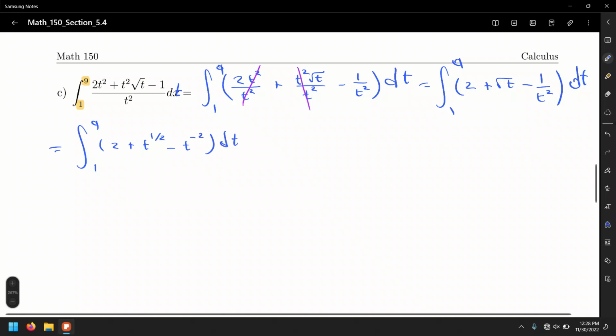Okay? And let's write this in terms of a few integrals. That is 2 times the integral of dt plus the integral of t to the 1/2 dt and minus the integral of t to the negative 2 dt. Again, recall that the integral symbol and the differential symbol all go together. So a very common mistake I see on exams, on quizzes, is to just write this. No, make sure to write the whole thing, not just the integrand, but also to say with respect to which variable you're integrating.